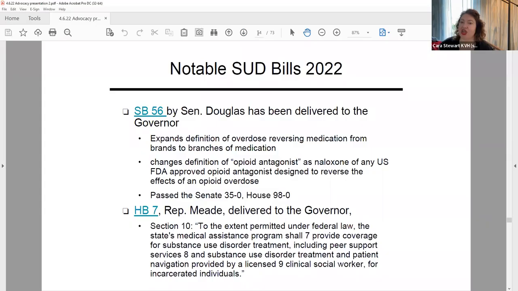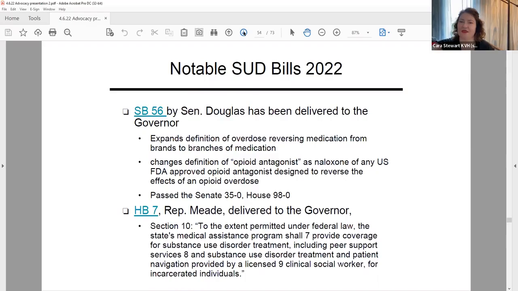And so the legislature took a swipe at making it easier to get other medications that are also opioid antagonists that have been approved, and trying to make it a little bit easier to get that into the hands of people. So that's what Senate Bill 56 did. I left in the number of votes for it because it's a decent sign that it's a good bill when it's 35-0 and 98-0. When 0 people voted against it, that's a pretty good sign. It doesn't happen all that often.